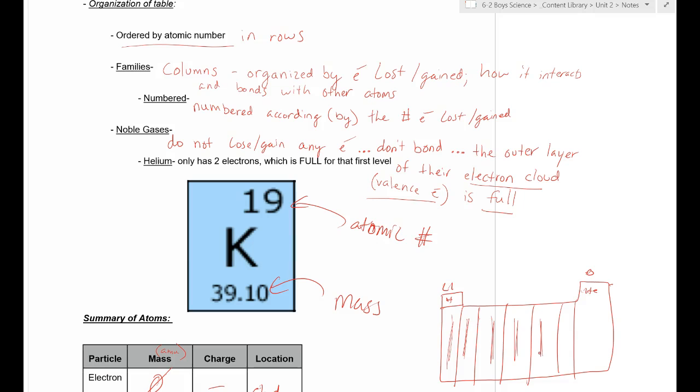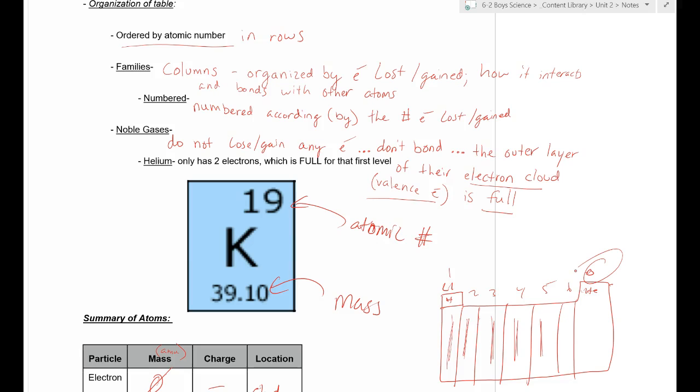So each of these columns share properties, meaning how many electrons are lost or gained. Each of these columns is going to be numbered. This would be 1, this would be 2, 3, 4, 5, 6, right? And it would be numbered so that you know that any atom in that column is going to follow the same set of rules in terms of bonding. And it's going to follow that same set of rules because of the number of electrons lost or gained. Noble gases, all the way over here, do not lose or gain any electrons.